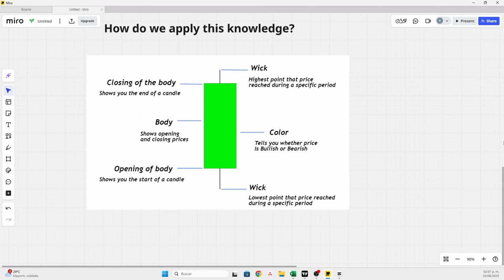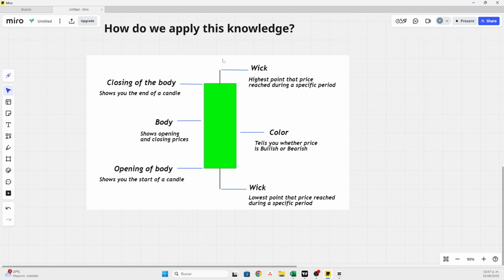Okay? Now, this is very important because the color of the candle is going to determine whether the opening or closing of the body is here, or the opening instead of being here is over here. So, the body. The body shows opening and closing prices. The opening on the body shows the start of a candle.